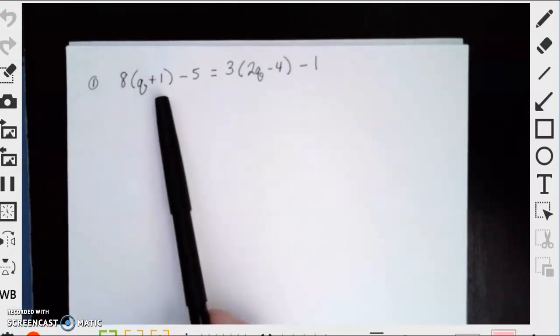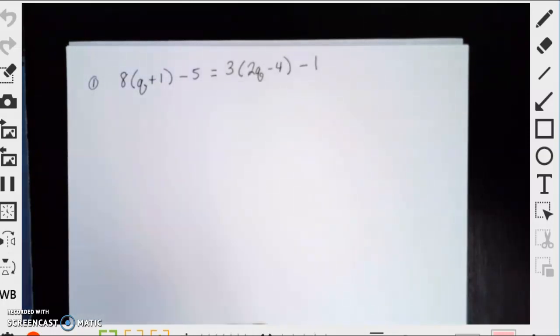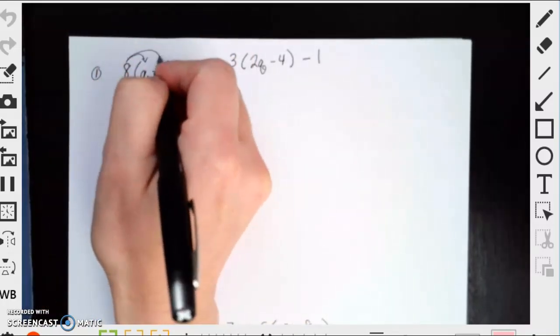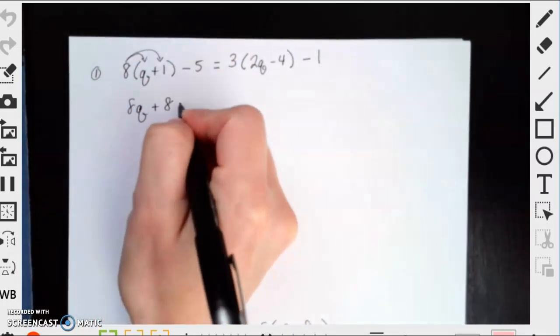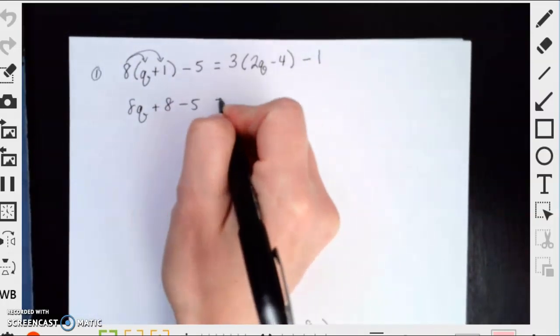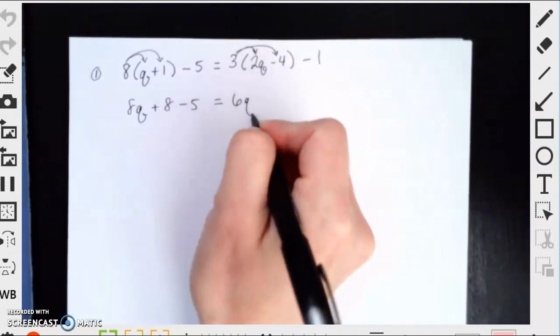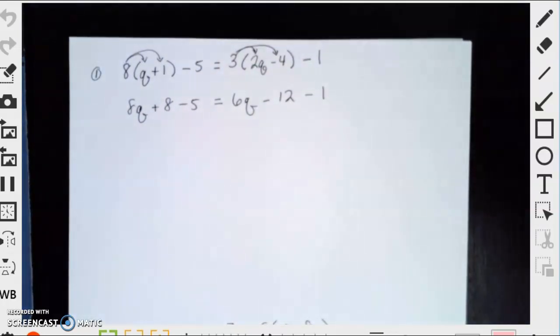So we're looking at the left-hand and the right-hand side of the equation. We see parentheses, so we can use the distributive property to open up those parentheses. On this side, I'm going to multiply by 8, which gives me 8q plus 8 minus 5. On the other side, distributing the 3, I have 6q minus 12, and then minus 1. So I used the distributive property to open up those parentheses. Now I can combine like terms that are on the same side of the equation to clean it up a little bit.